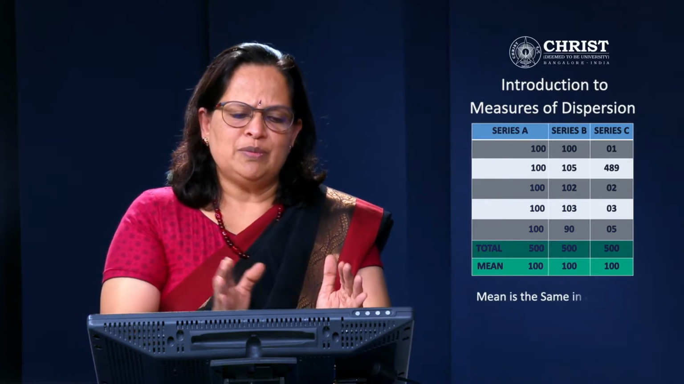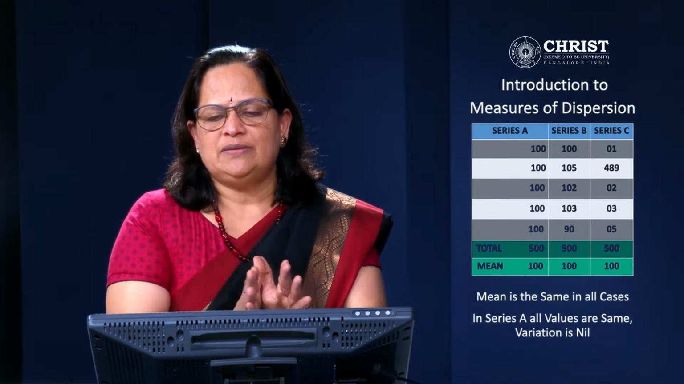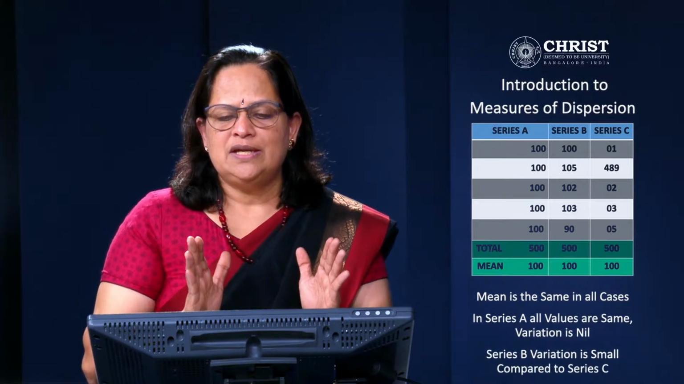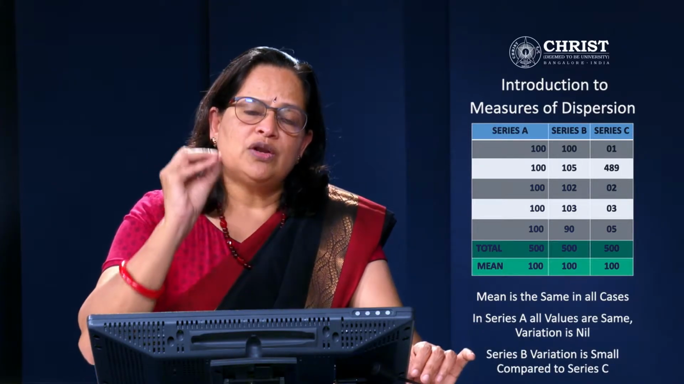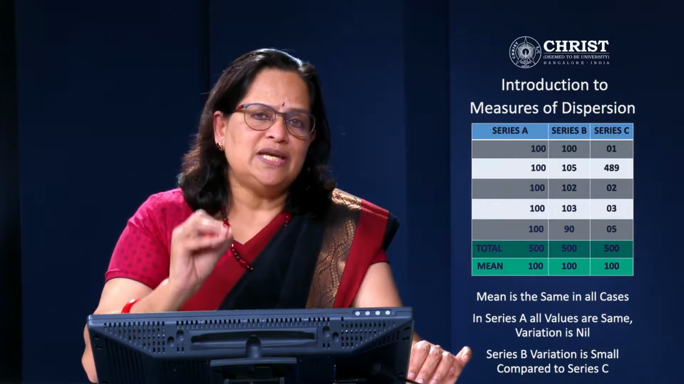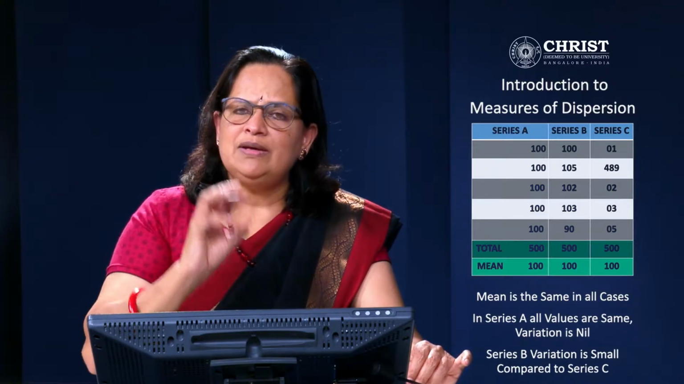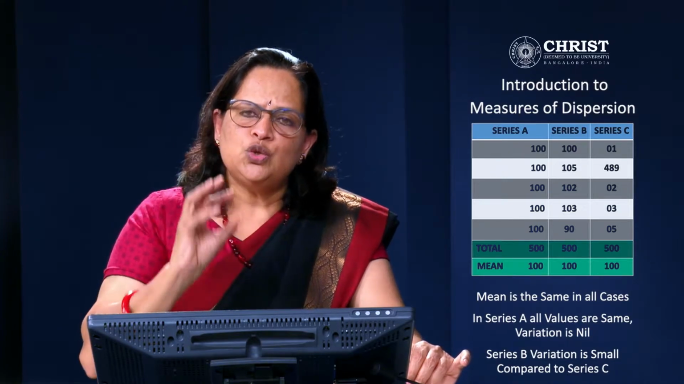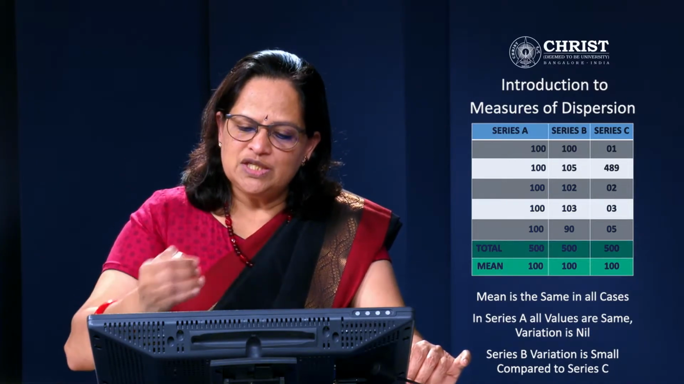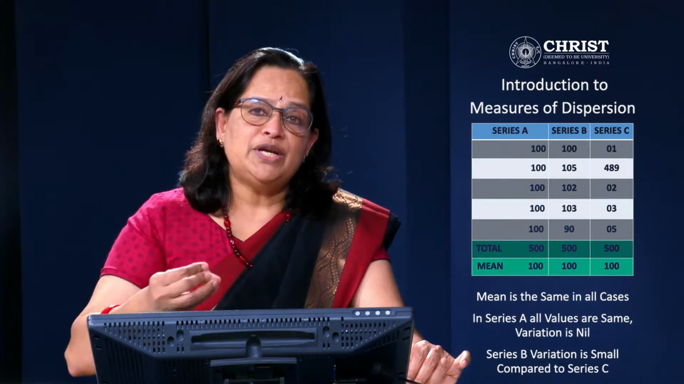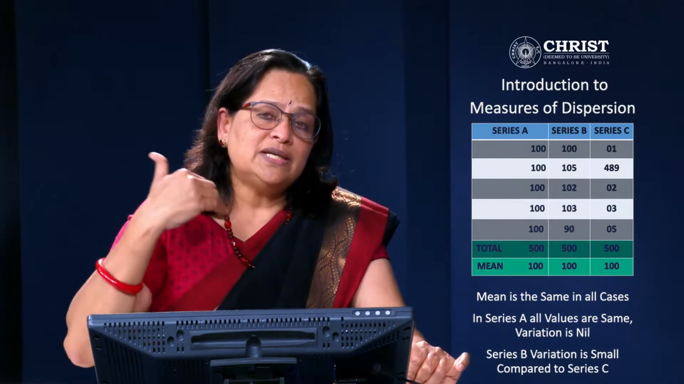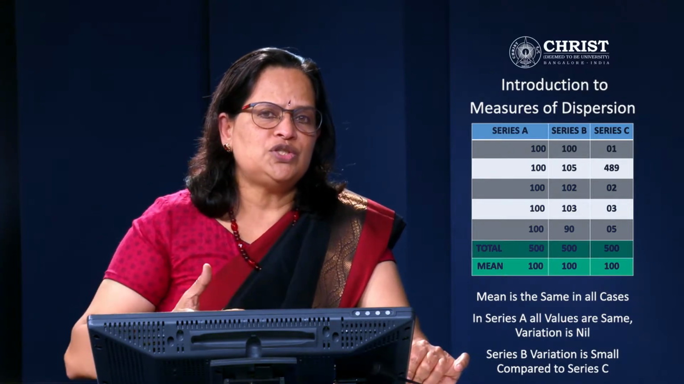So here you have to remember we are comparing three sets of data. The mean is same in all the cases, but whether the formation of the series is same, no, it is not same. So in series A, all the values are same, the variation is 0. There is no variation at all. Whereas for series B, variation is small compared to series C. Series C, there is wide variation in the composition of the data.